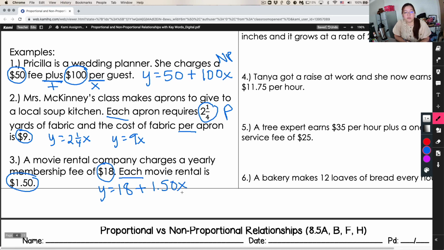So x is the number of movies, y is your total cost. So if you rent 10 movies in a year, you would multiply that by 1.50 and then add the 18 that you paid for your yearly membership. All right? Because this is adding, this is non-proportional.